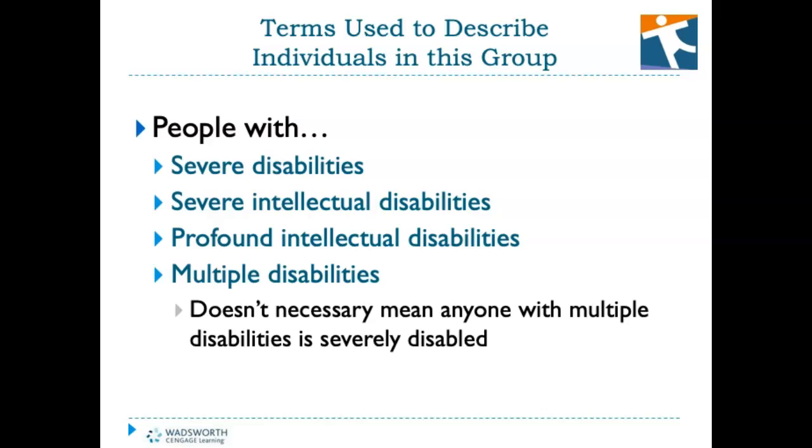And as it says here, someone having multiple disabilities does not mean that they're automatically severely disabled. I work with students who have anxiety and depression coupled with, let's just say, ADHD, since ADHD is the number one diagnosis in higher education nationwide. But just because they have those three diagnoses doesn't necessarily mean they are severely disabled.